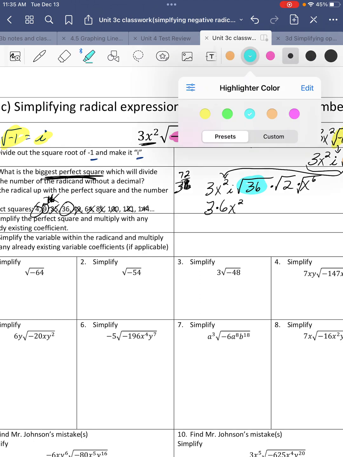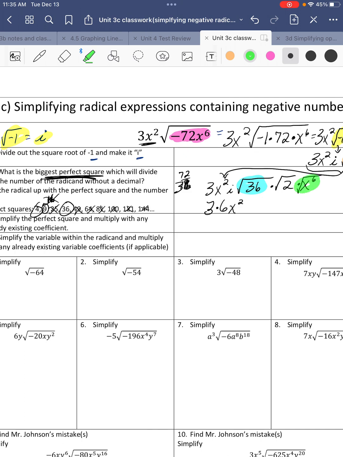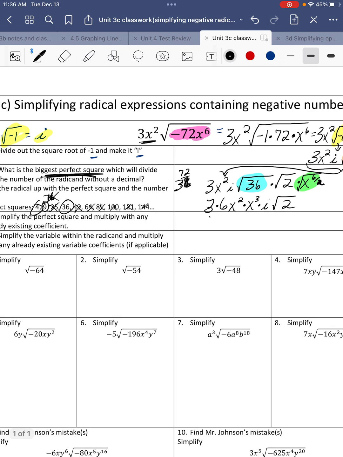Now I haven't talked about the square root of x to the 6th. Think about how many pairs. Square root is like 2. So think how many pairs can you take out of x to the 6th, and that is 3. Or you could take 6 and divide by 2, and that's going to be 3. So it'll come out as x to the 3rd, and then the i, and what's left over is the square root of 2. So we're going to multiply 3 times 6 is 18, and then x squared times x to the 3rd. You're going to add exponents when multiplying like bases.